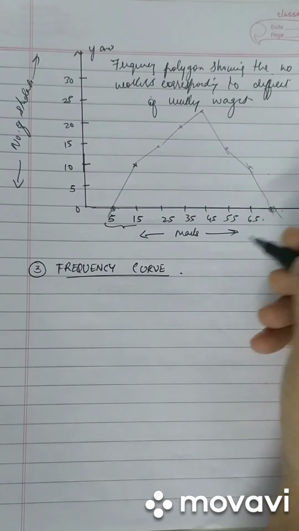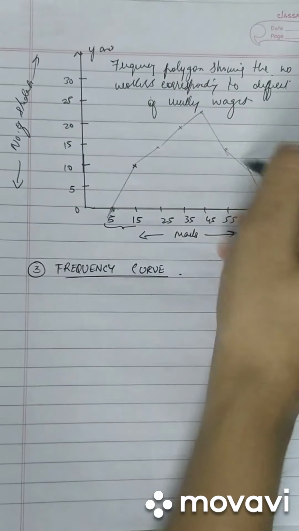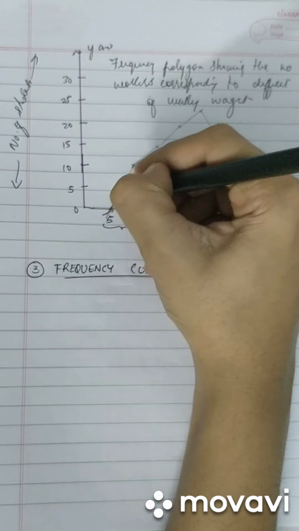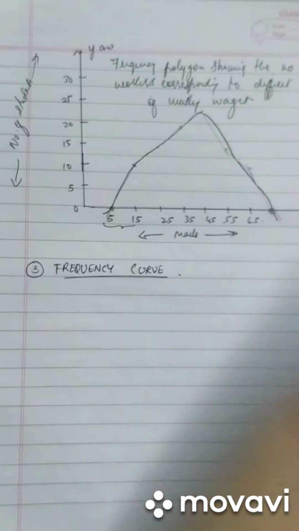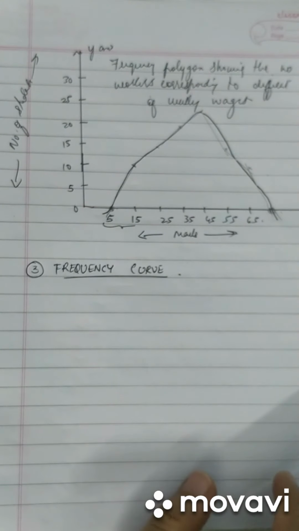So it is nothing but, in this you made a histogram using a scale, but frequency curves will be joining the points with just free hand, that is without a scale. So let us take down an illustration. Make a frequency curve for the following data. They have given us age, number of residents.